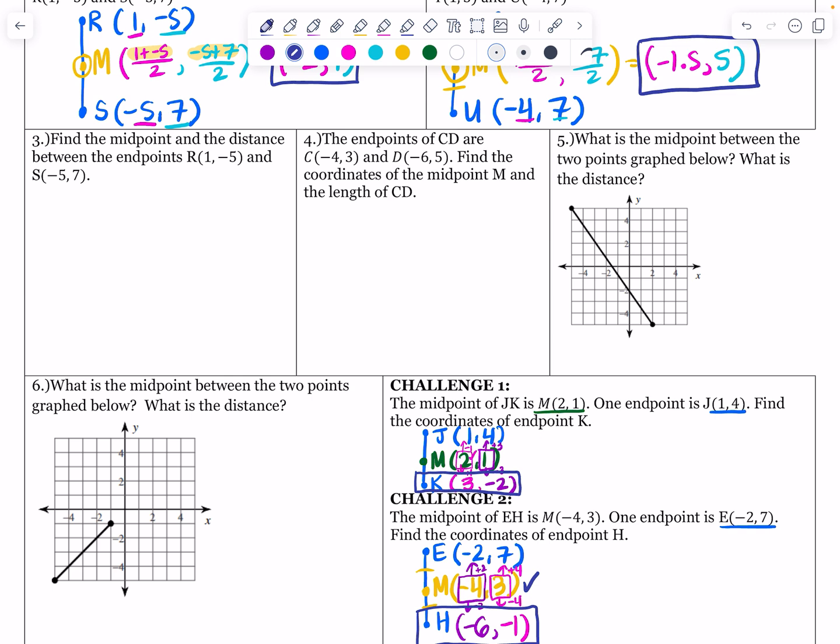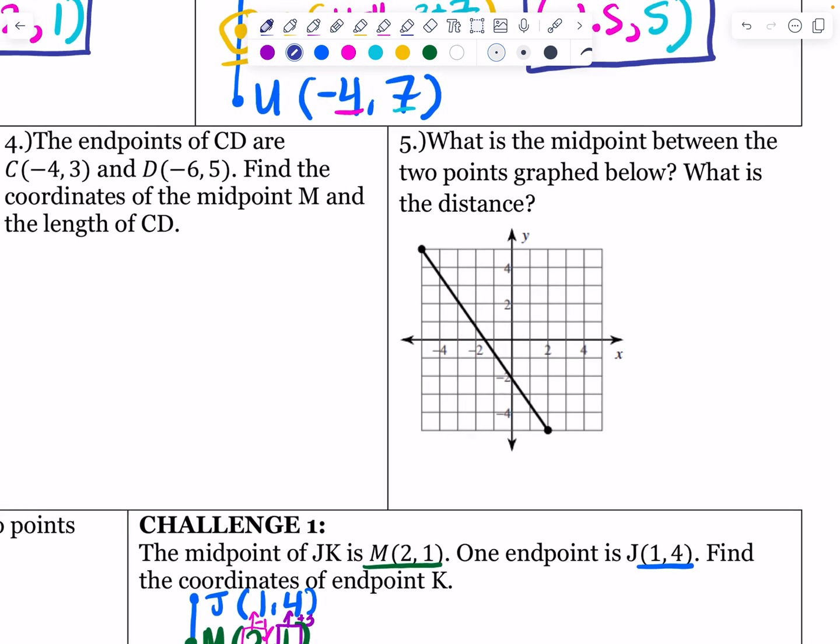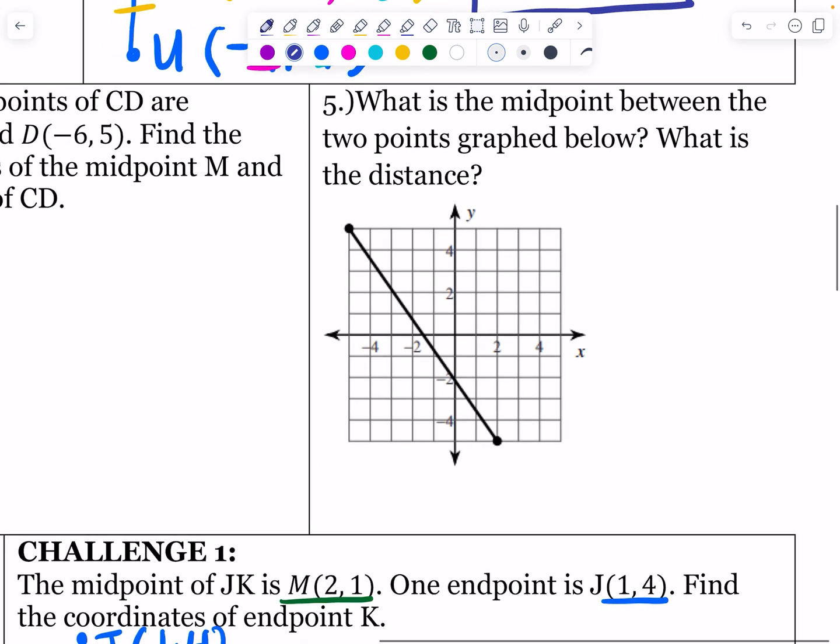All right, and then we went in a little bit of a different order. We started with the graph just because I felt like it was a little bit easier. Okay, so number 5, what is the midpoint between these 2 points graphed below? Unfortunately, you can't just look at the graph and see what the middle is. And so you can kind of guesstimate.